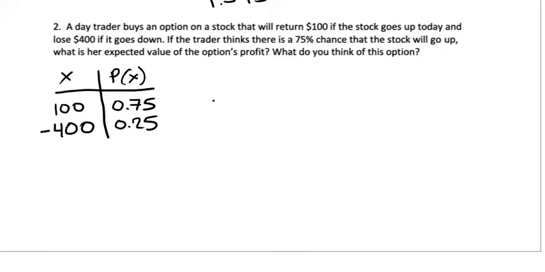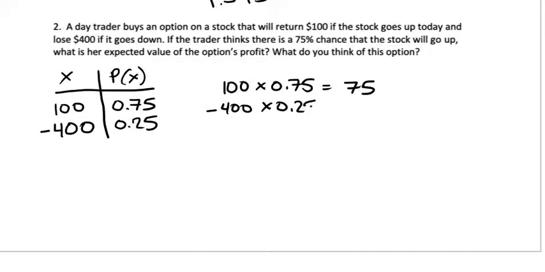So now I'm going to multiply each value by its probability. So 100 times 0.75 is 75, and negative 400 times 0.25, that's negative 100. So if I add those together, I get negative $25.